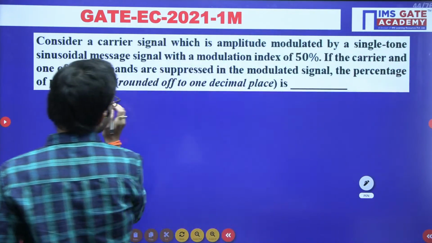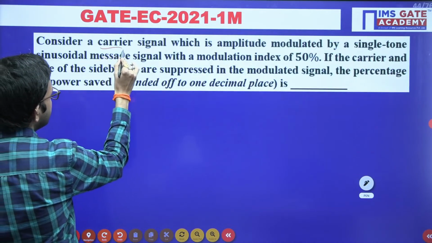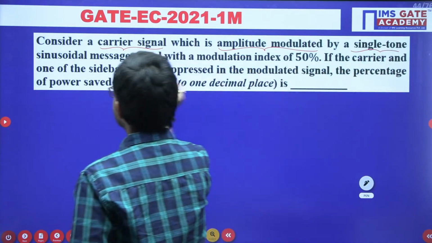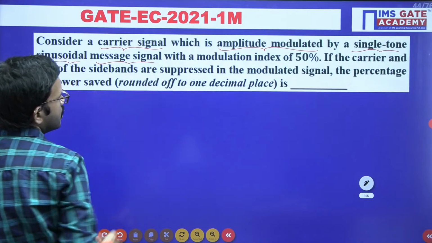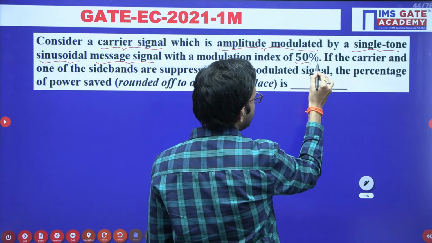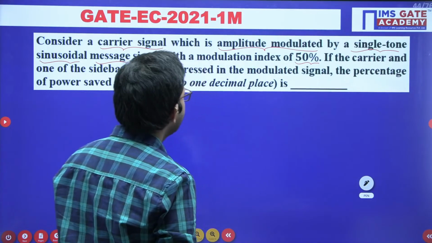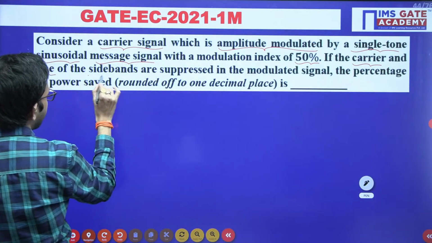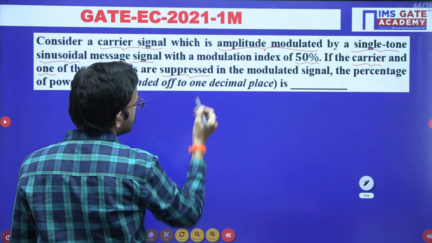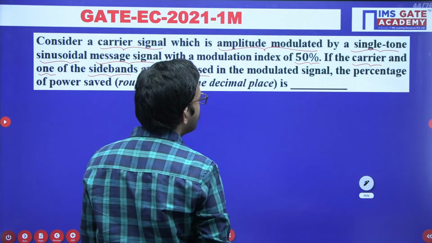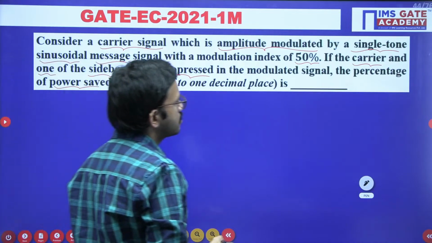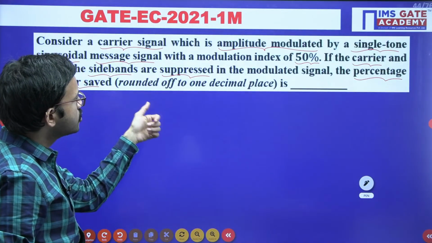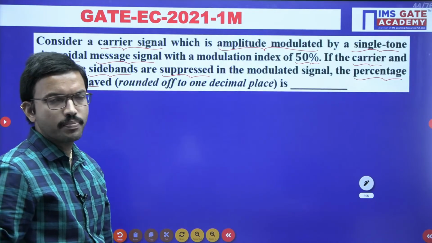So here, first let us read the question. Consider a carrier signal which is amplitude modulated by a single tone sinusoidal message signal with a modulation index of 50%. If the carrier and one of the sidebands are suppressed in the modulated signal, then the percentage of power saved is asked. You have to round off after 1 decimal place.